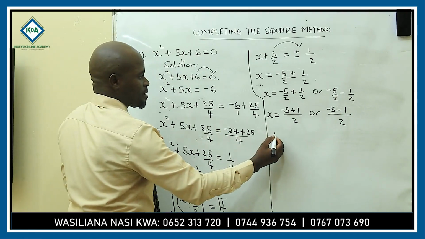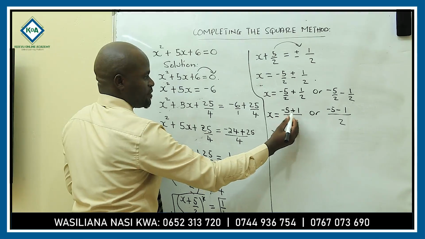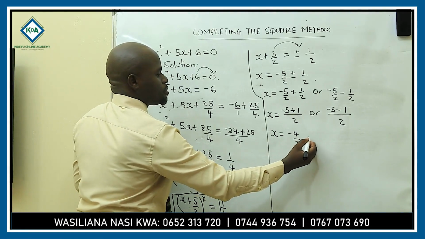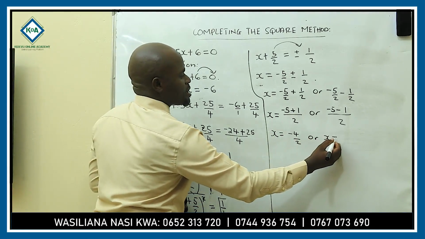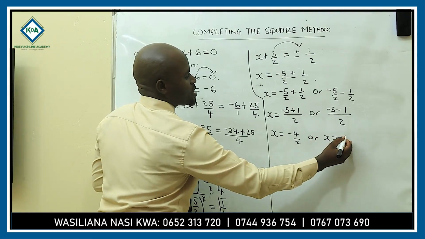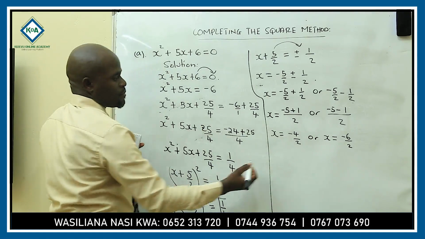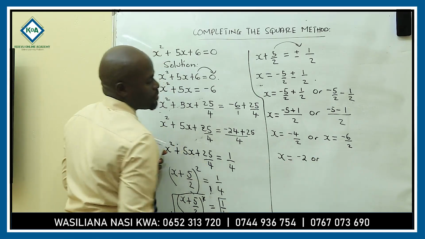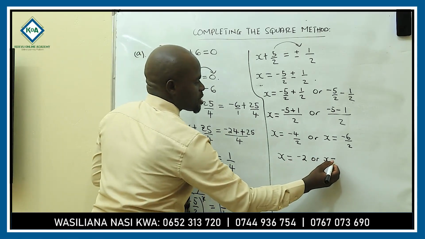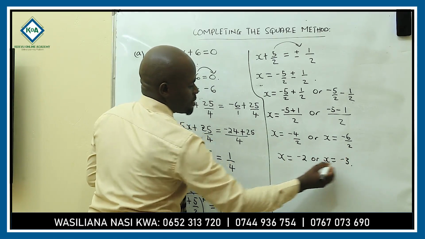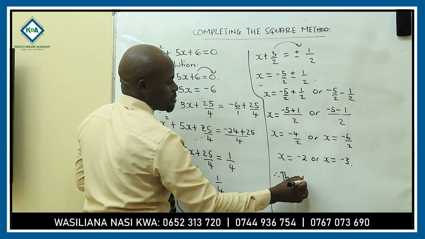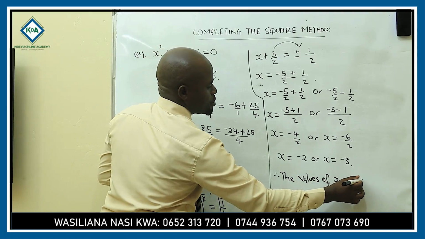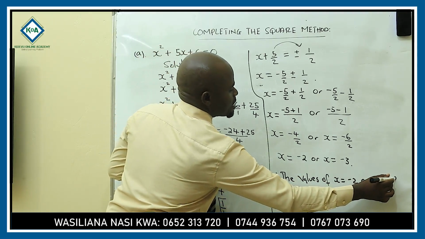So then x is equal to negative 5 plus 1. Negative 5 plus 1, the answer is negative 4 over 2. Or x is equal to negative 5 minus 1, it is negative 6 over 2. So we get x is equal to negative 4 over 2, the answer is negative 2. Or x is equal to negative 6 over 2, the answer is negative 3. So therefore, the values of x are negative 2 or negative 3.